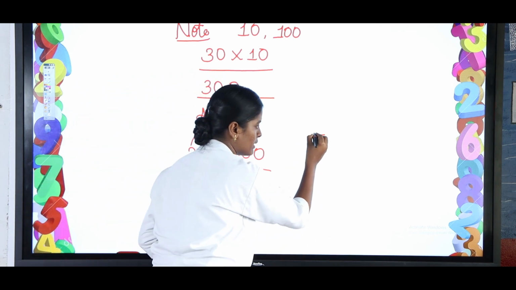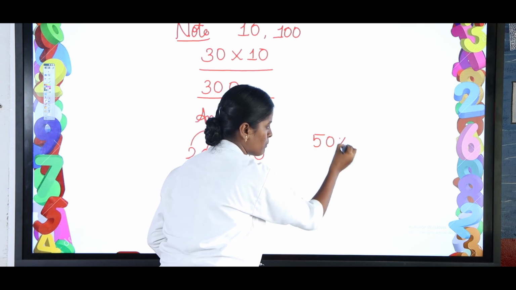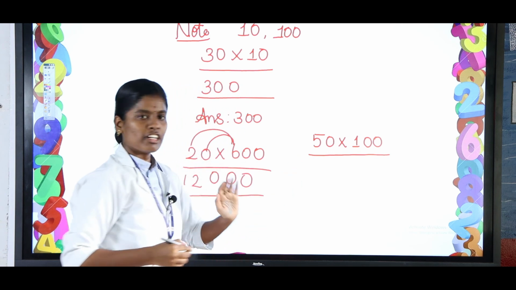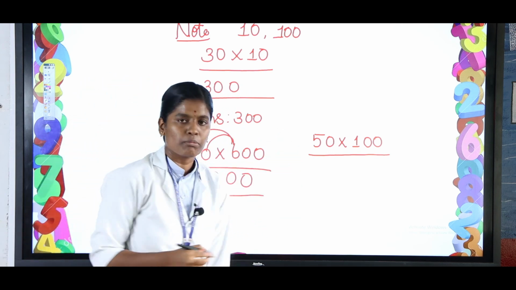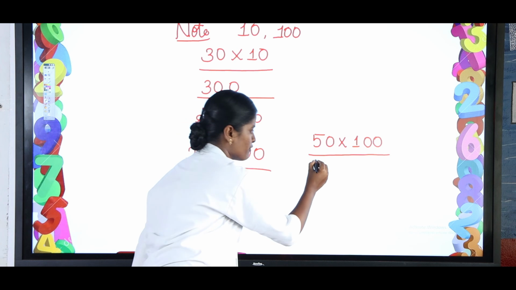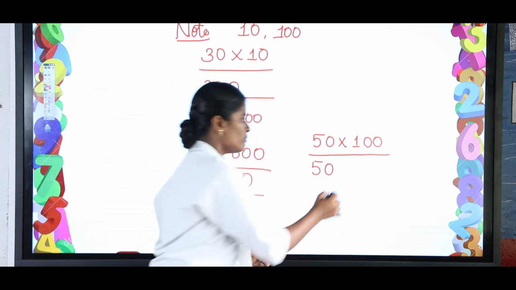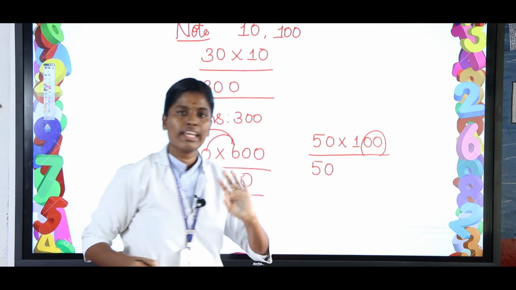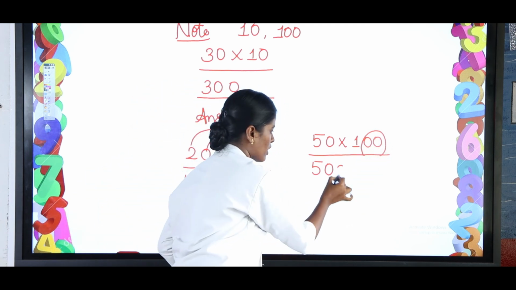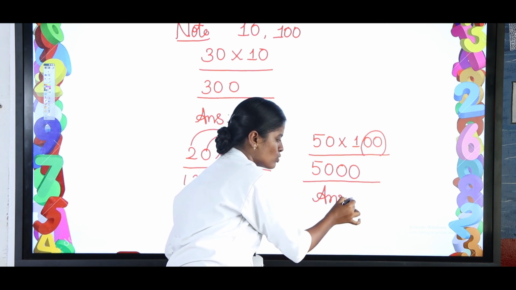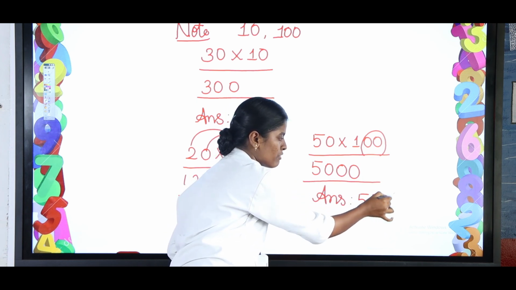So for example take 50 multiplied by 100. First you will write the left side number, that is the question. The question is 50 and then insert how many zeros? Here we have 2 zeros, so you should insert 2 zeros here. Okay, so the final answer is 5,000.